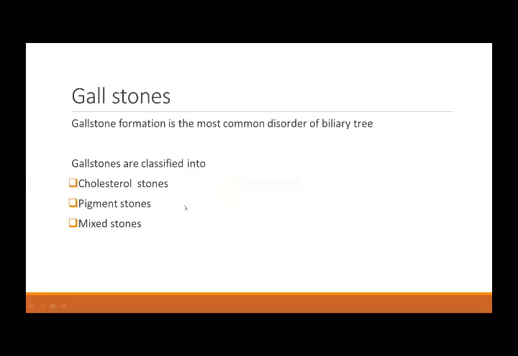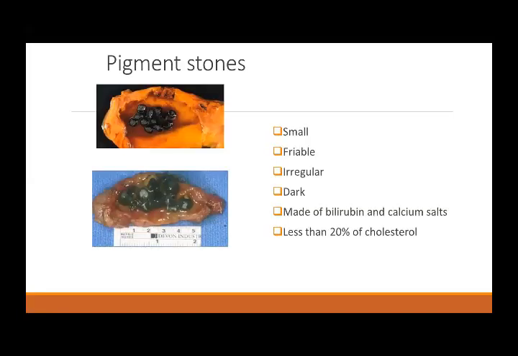They are classified into three: cholesterol stones, pigment stones, or mixed stones. Cholesterol stones, I believe, are the most common. Let's talk about the pigment stones. You can see these black pigment stones. They're small, friable, irregular and dark. They are made of bilirubin and calcium, and they make up less than 20% of stones. So they're small, irregular, friable stones. You can see it.